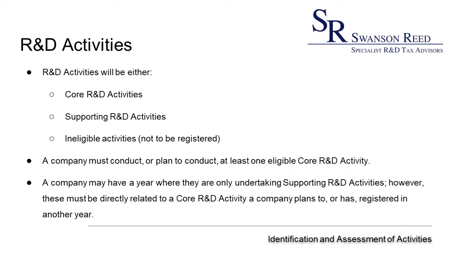When assessing if a company can register activities, consider: have you conducted or plan to conduct at least one eligible core R&D activity? Have you checked that the activity is not excluded from being a core R&D activity? And have you undertaken any supporting R&D activities? A company may have a year where they are only undertaking supporting R&D activities, however these must be directly related to a core R&D activity that the company plans to or has registered in another year.